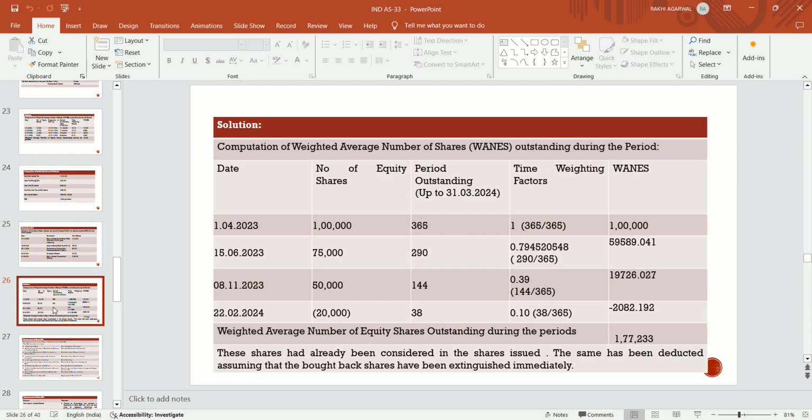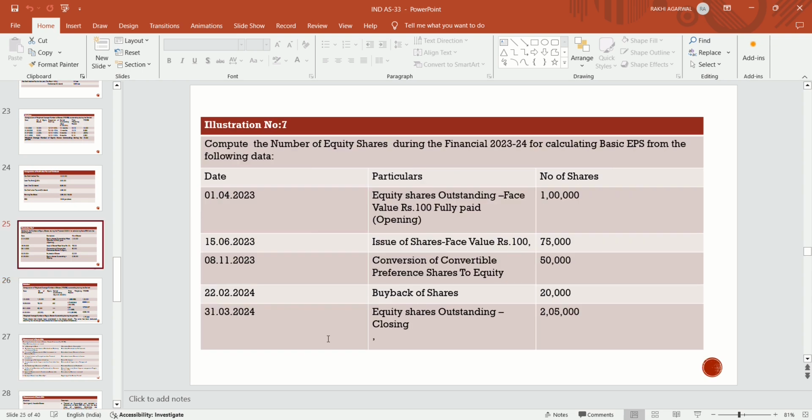50,000 shares are to be converted. The number of days from 8th November 2023 to 31st March 2024 becomes 144 days. The time weighting factor becomes 144 divided by 365, it becomes 0.39, multiplied by 50,000, so it becomes 19,726.027. Now the entity bought back 20,000 shares on 22nd February 2024.